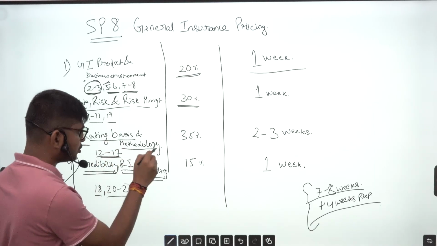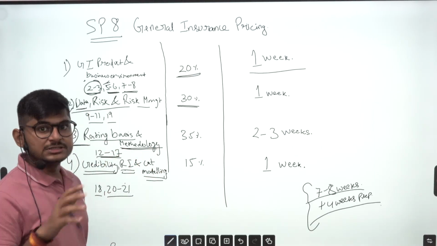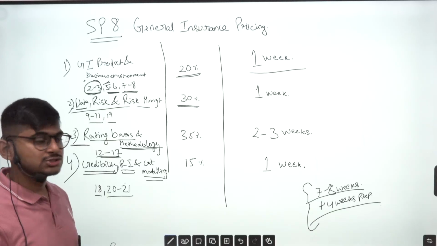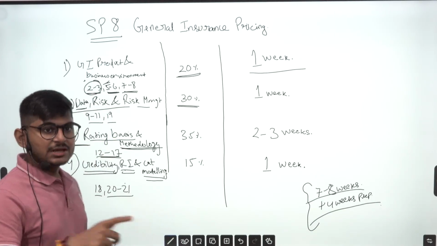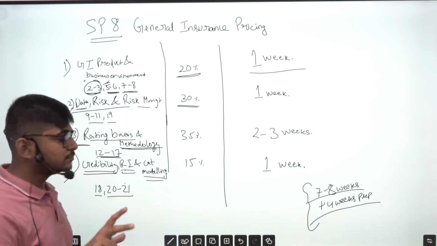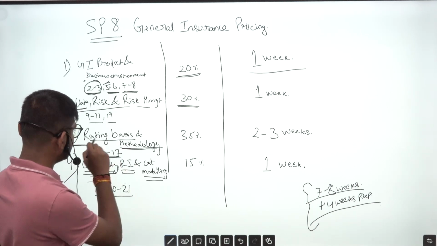We have different methodologies here also, which are GLM and original loss curve. These are the methods of pricing. The others are the frequency severity method. Those things are tested over here.